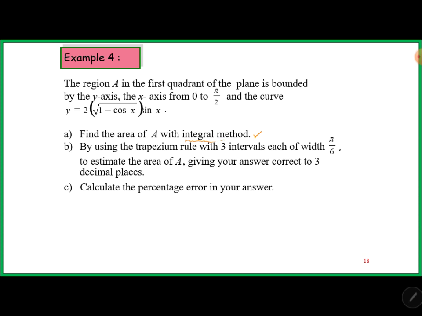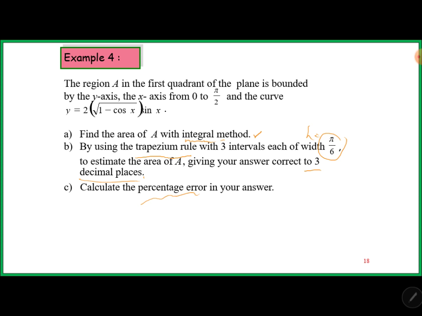And then the second one is by using the trapezium rule or trapezoidal rule with three intervals each of width pi over 6. So it's given the h already. To estimate the area of A, giving your answer correct to 3 decimal places. And then the last one is to calculate the percentage error in your answer. This is the usual question in university. So you will learn the importance of the percentage error.